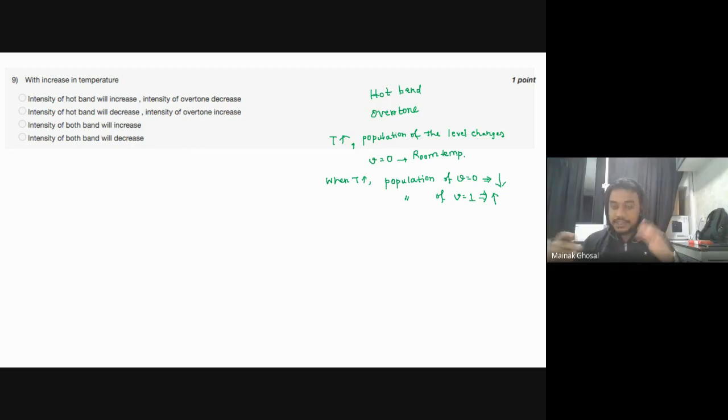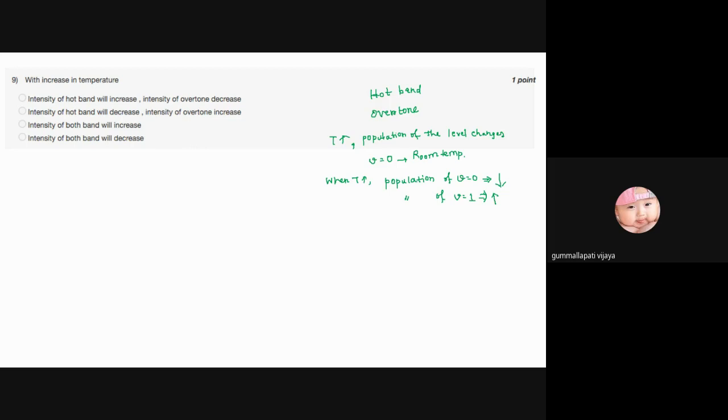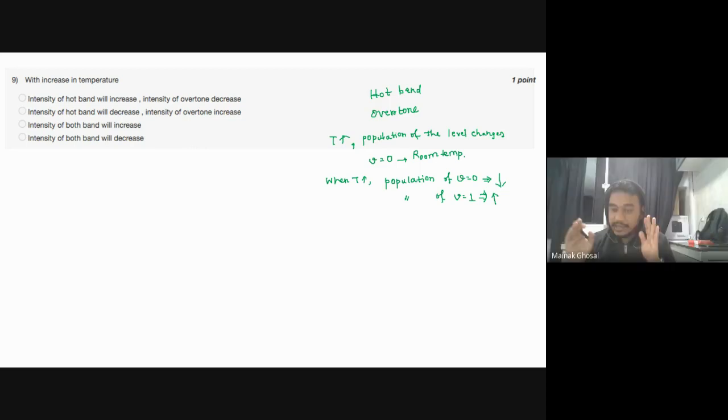So the population of V equal to 0, that is the ground vibrational state, will decrease with increase of temperature, but the population of the upper excited state will increase with temperature. Up to this point, have you understood that? Sir, I'm not hearing properly. So, if you are increasing temperature, you can change the population using temperature.